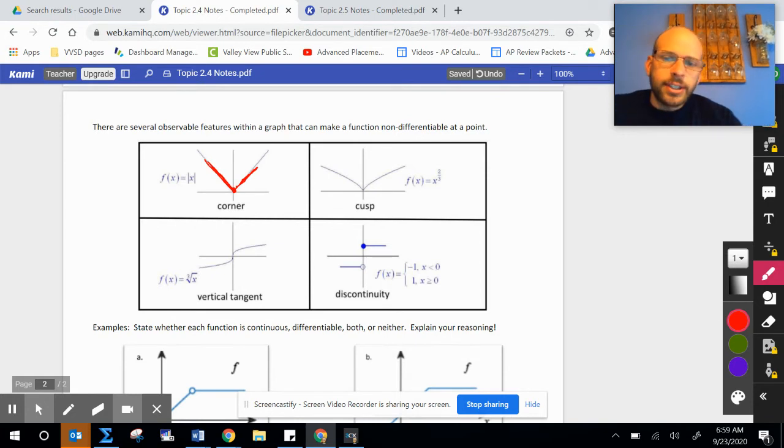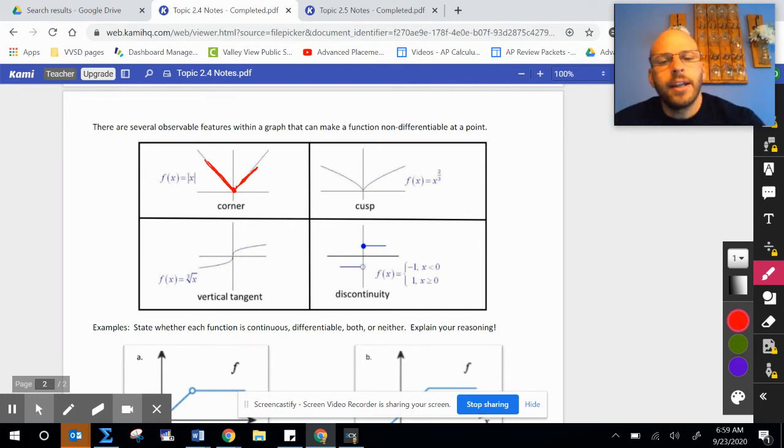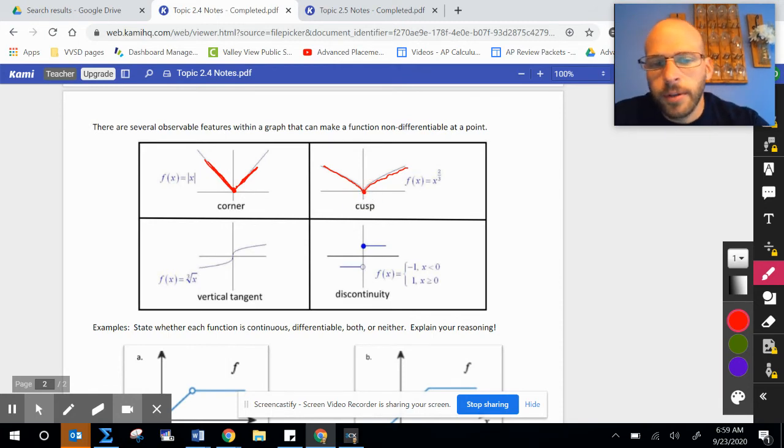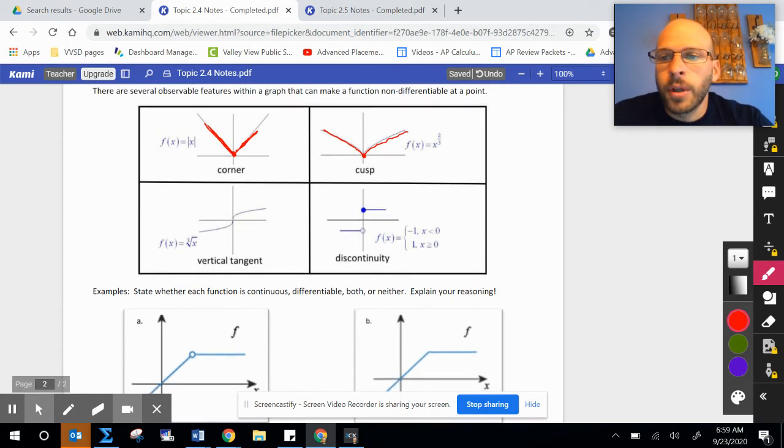The second one is very similar to a corner. It's called a cusp. So f of x equals x to the 2/3. This is an example of a function with a cusp. And like a corner, you can see here, it's got a very sharp turn in it. And when you have that sharp turn, we will not be differentiable. Again, the slope from the left does not equal the slope from the right.